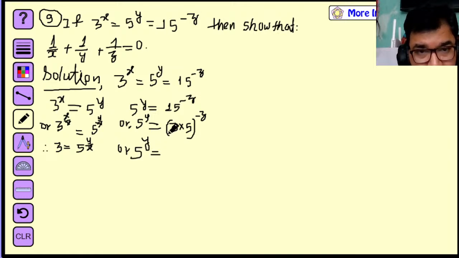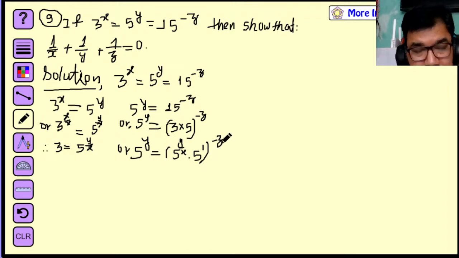Then what will happen here? Look, in place of 3, if we put this value, it will come like this. This 3 means we have just found 5 to the power y by x. Put here 5 to the power y by x, into 5 to the power 1, and here minus z only. If you put minus z, now let's solve this. Then write here 5 to the power y, the same.